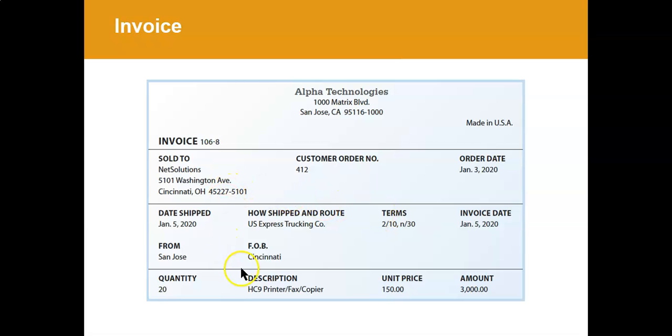Now let's look at this right here. This is what I was wanting to point out. This says FOB Cincinnati. We were talking about FOB destination and FOB shipping point. Let's apply that to an actual invoice. We can see that Alpha Technologies is in San Jose, California. So the shipping point is San Jose, California. The destination point is Cincinnati, Ohio. So since this is FOB Cincinnati, this is an FOB destination situation.